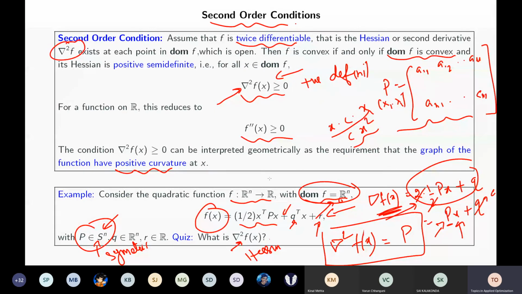So all the things exist, and now we can apply the second order condition. The second order condition tells us that a function is convex if and only if the second derivative, or in other words, the Hessian, is positive definite. In this case, we found the Hessian to be the P matrix. Now everything boils down to this P matrix. If the P matrix is positive definite, then it becomes a convex function.